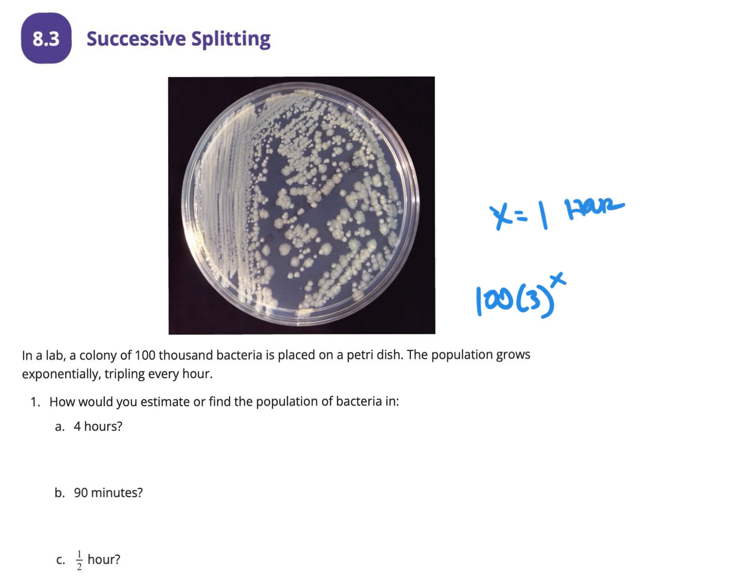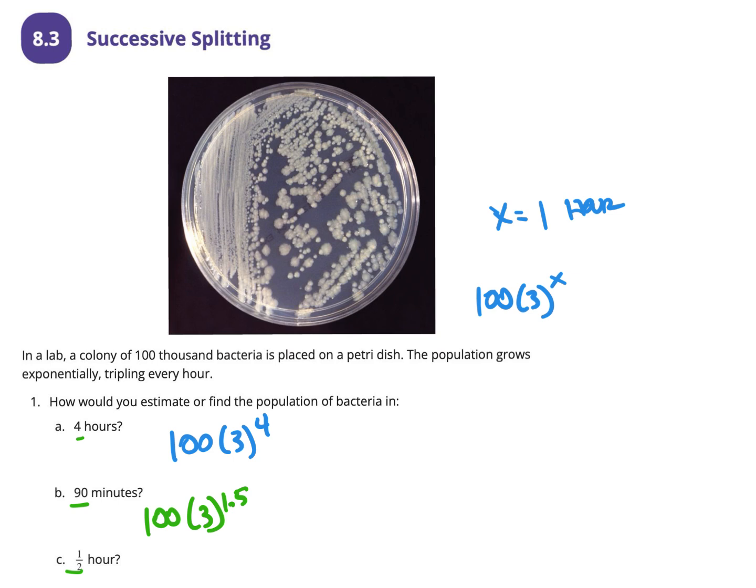So how would you estimate? What we would do is 100 times 3 to the x. If x is 1 hour and 4 hours, 4 times x, which is 4 times 1, which is just 4. Now, 90 minutes is 1.5 hours. So for 90 minutes, we would do 100 times 3 to the 1.5, because you're just taking these times and multiplying it by x.